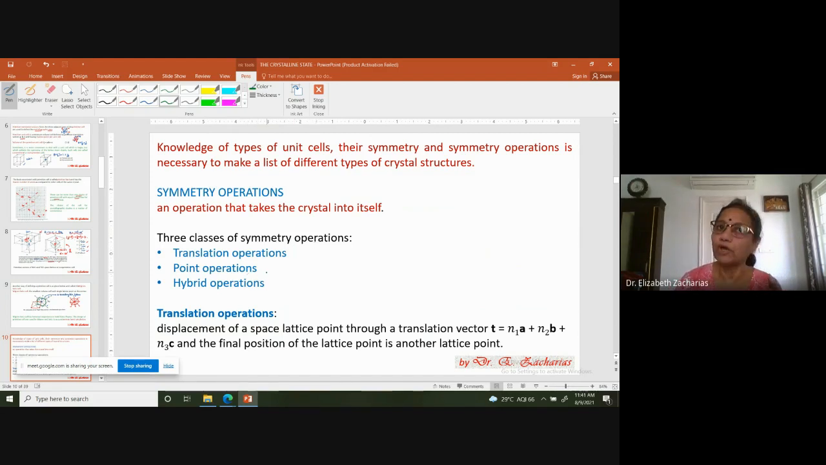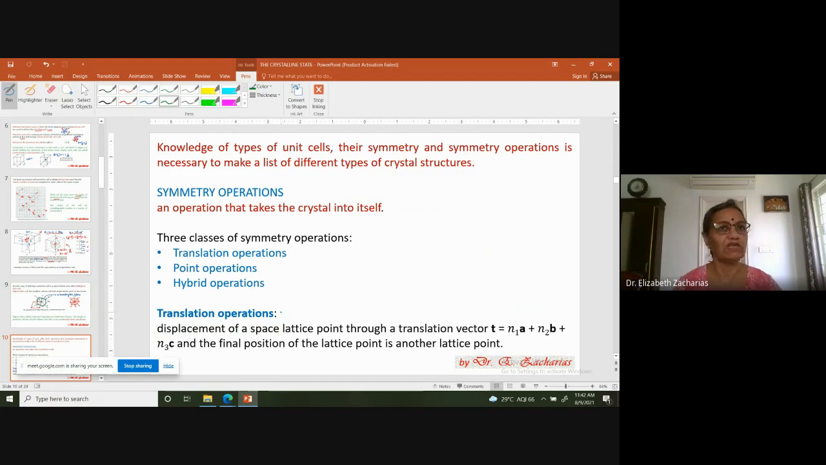The second is point operation. The operation that you do will be about a given lattice point. So that's a point operation. The third is hybrid operation. Hybrid operation is a combination of translational operations and point operations. So let's start off with translational operation.